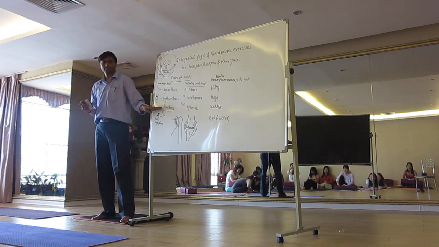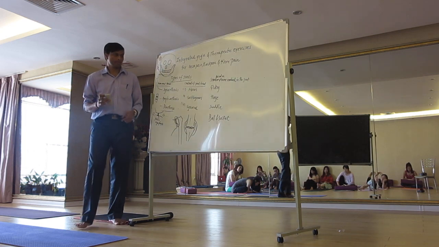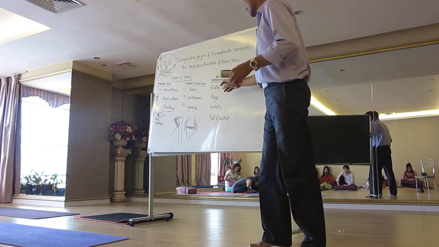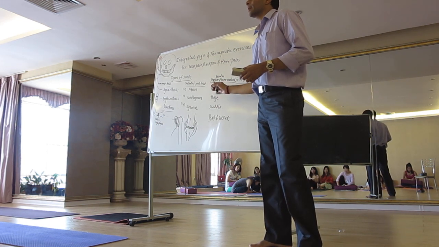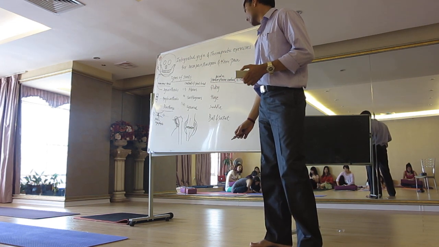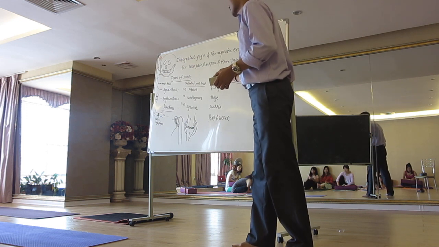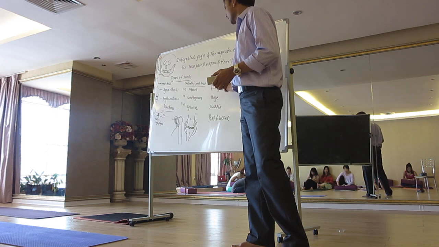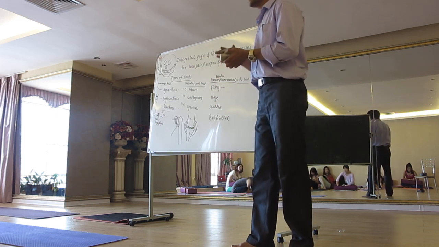Now coming here, joint structures based on what type of movement it makes. The third is the classification by the way the joints move. So the joints which glide on each other.